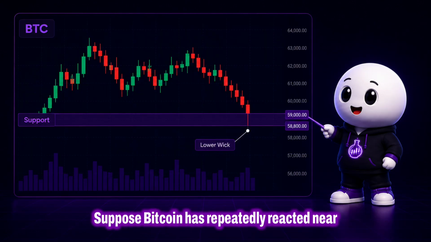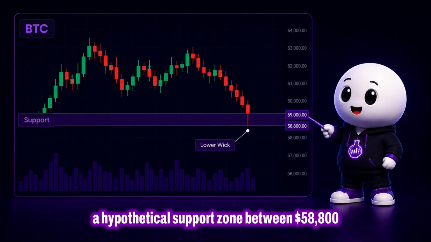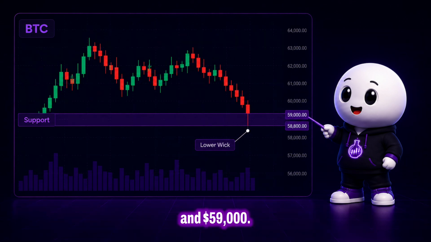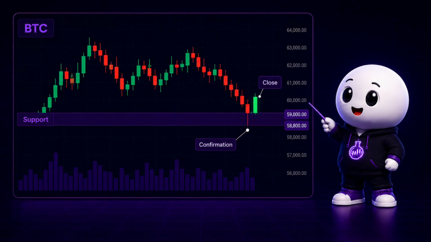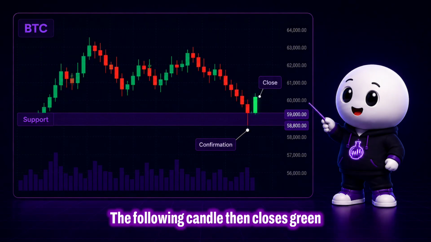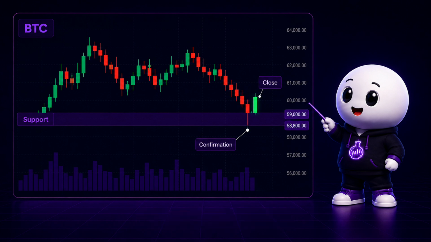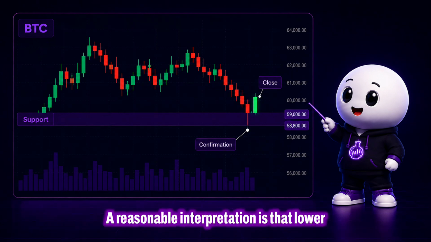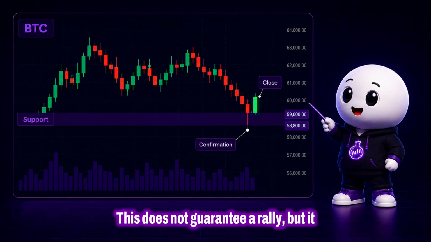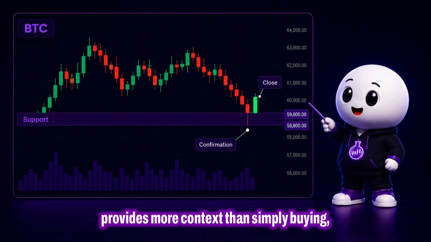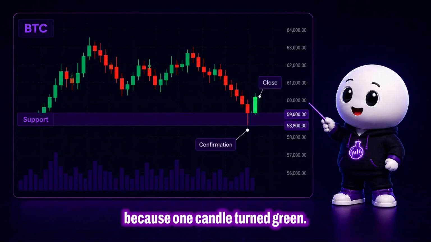Suppose Bitcoin has repeatedly reacted near a hypothetical support zone between $58,800 and $59,000. Price returns to that zone and forms a red candle with a long lower wick. The following candle then closes green above the red candle's high. A reasonable interpretation is that lower prices were rejected and buyers showed additional strength through the next candle's close. This does not guarantee a rally, but it provides more context than simply buying because one candle turned green.